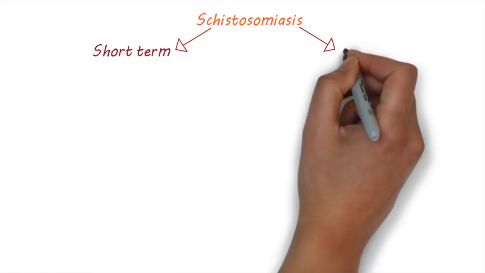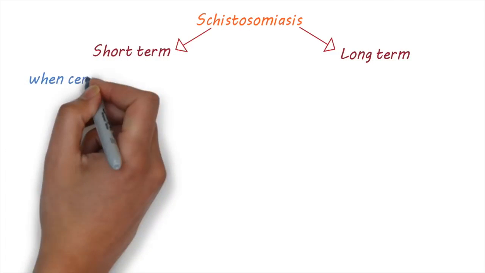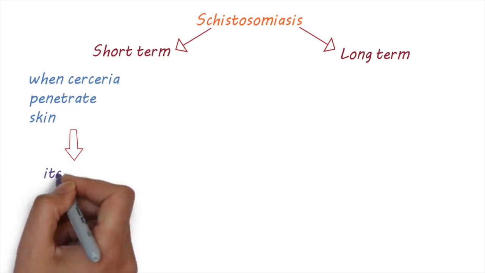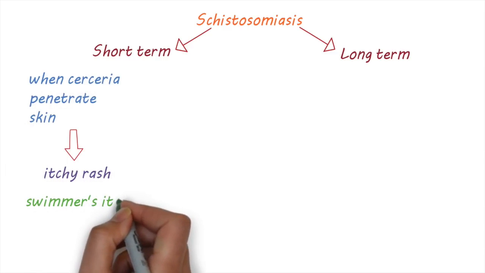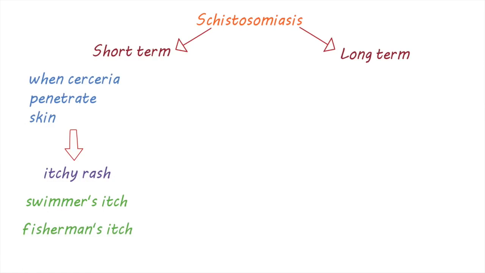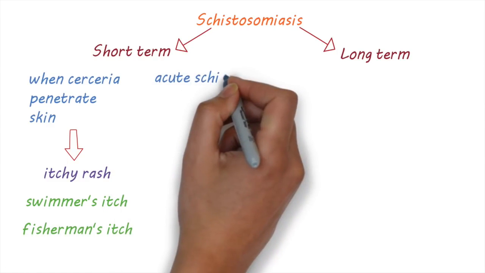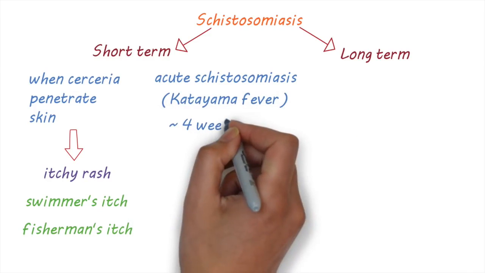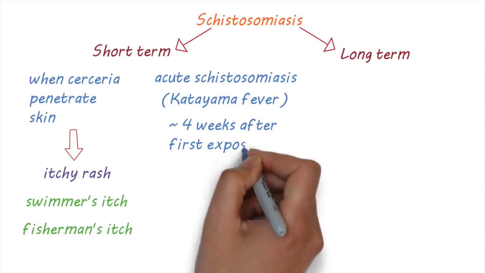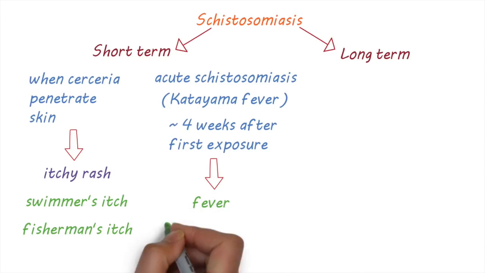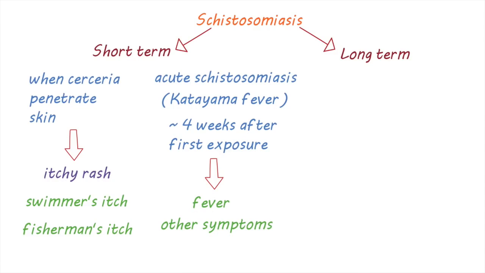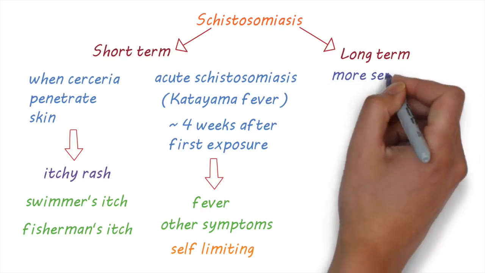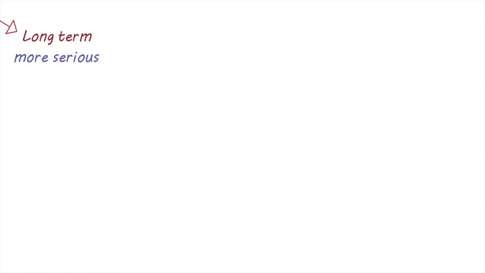Schistosomiasis can cause both short-term and long-term disease. When the cercariae penetrate the skin, some people develop an itchy rash called swimmer's itch or fisherman's itch. Some people can develop a syndrome called acute schistosomiasis, also called Katayama fever. This occurs about 4 weeks after being exposed to the parasites for the first time. It usually presents with a fever and a range of other symptoms, such as diarrhea, rash, and respiratory symptoms. This is usually self-limiting.